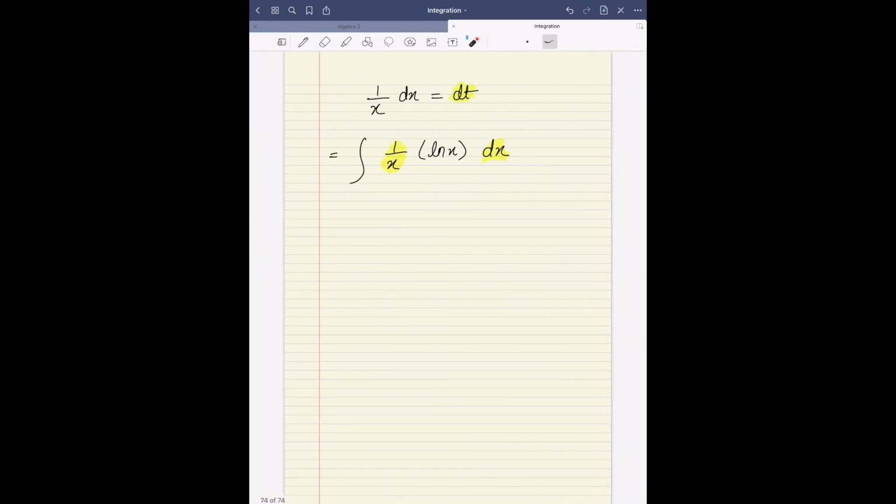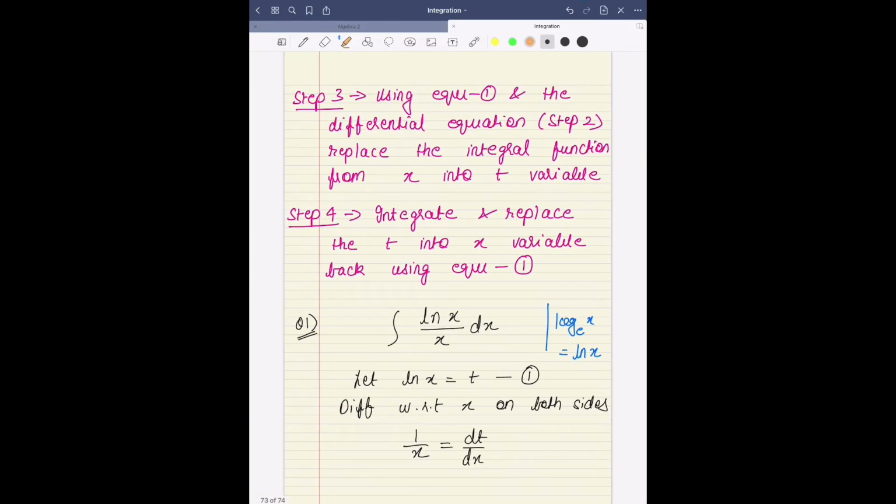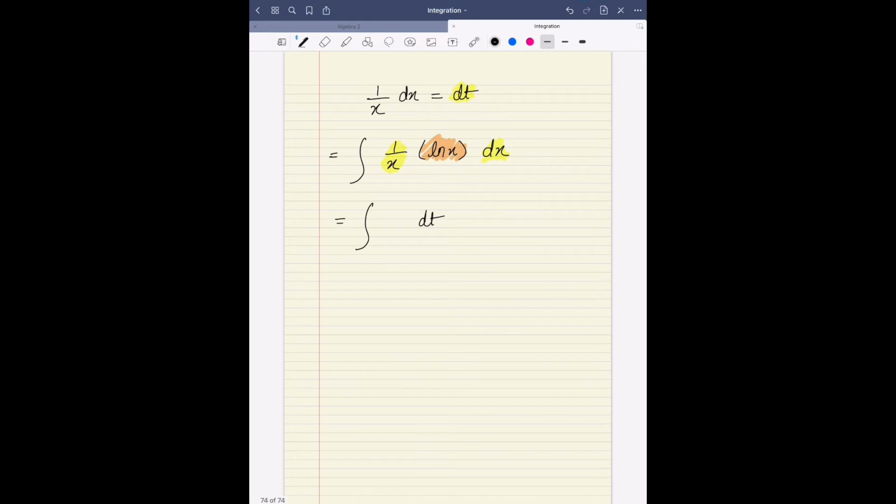This is called substitution, and that's why the name is the substitution method. Integral of, so 1 by x dx becomes dt. And what about this ln x? ln x has already been assumed to be what? t. So you will replace ln x with t, and that's it. Now your integral becomes integral of t dt.